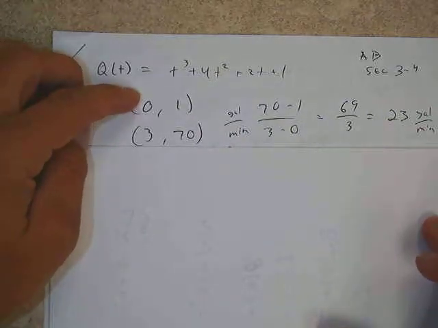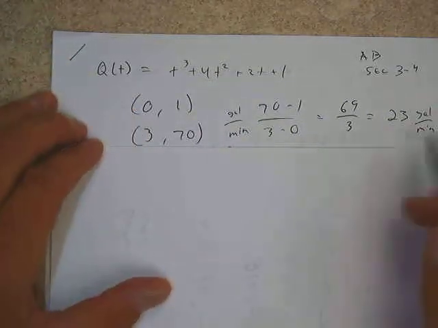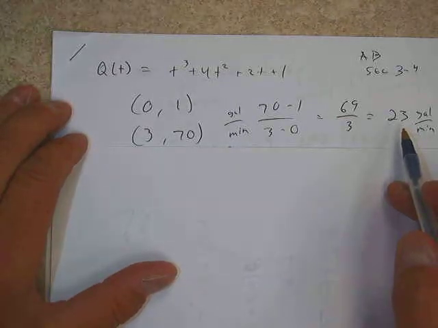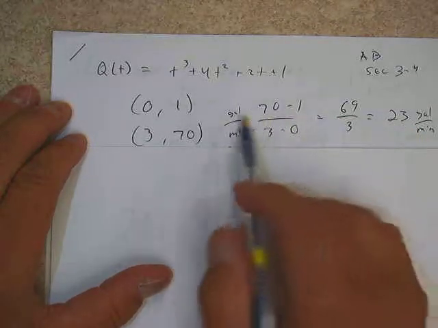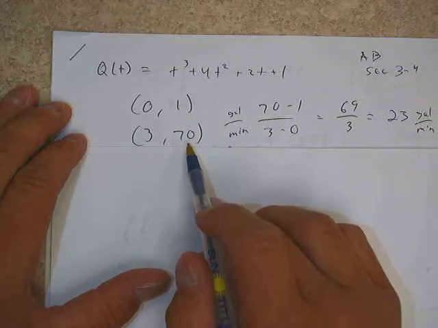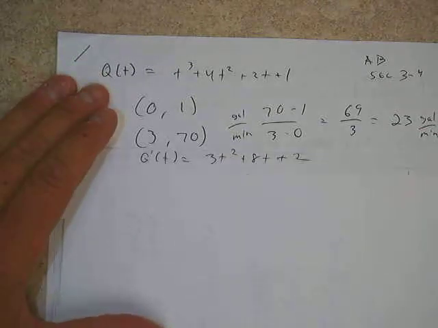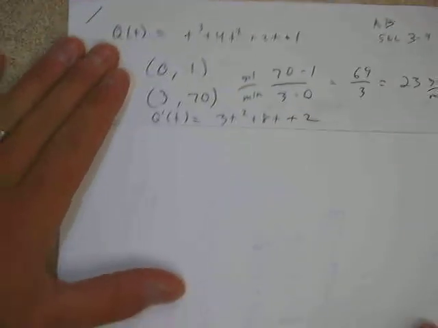Now, knowing that this is a cubic function, if we picked a different time, let's say we did 0 to 10, are we going to get 23 gallons per minute necessarily? No. The average rate of change is essentially, in this case, and like every case, the change in the y-coordinates over the change in the x-coordinates. It's just a slope.